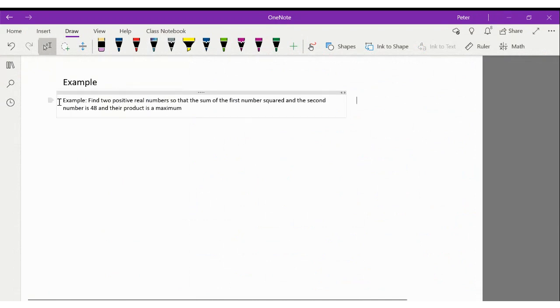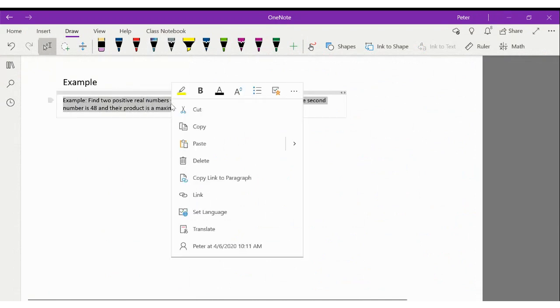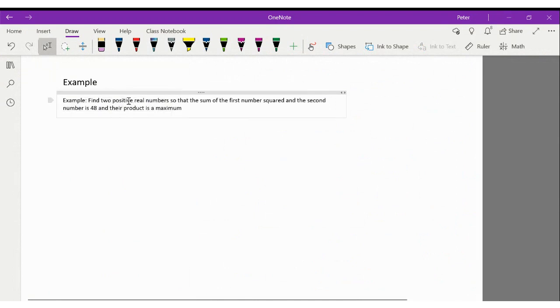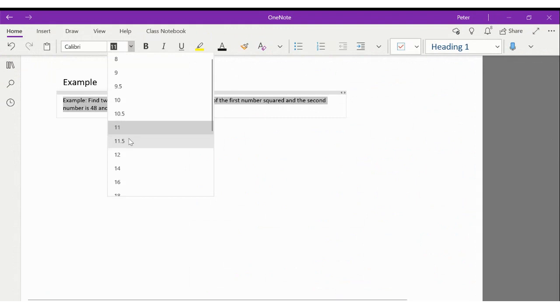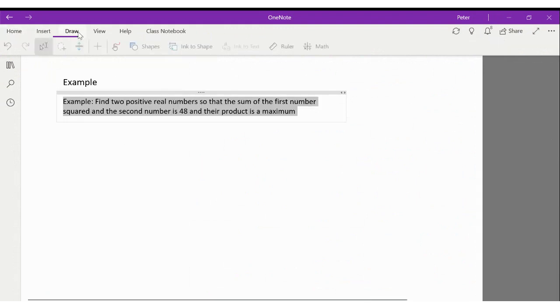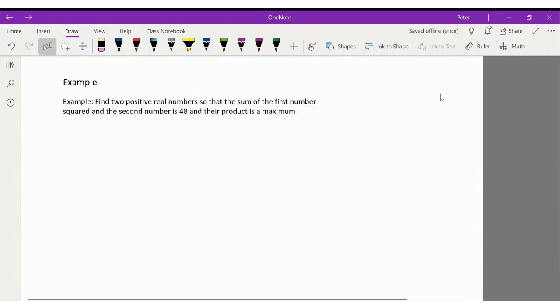Okay, so here's, I don't know why that's so small. There we go. Okay, so this is another type of problem that comes up. I've even seen this sort of thing on past final exams. So find two positive real numbers so that the sum of the first number squared and the second number is 48, and their product is a maximum.